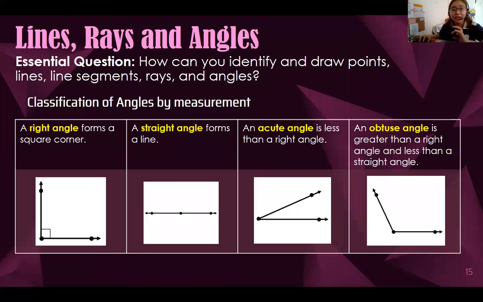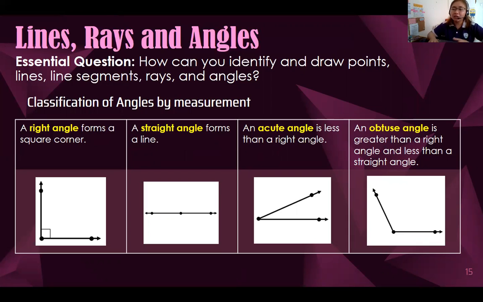We will have a right angle, which forms a square corner and measures exactly 90 degrees. A straight angle, on the other hand, is an angle that looks like a plain line because the two rays are lying together on the same line, which measures 180 degrees.